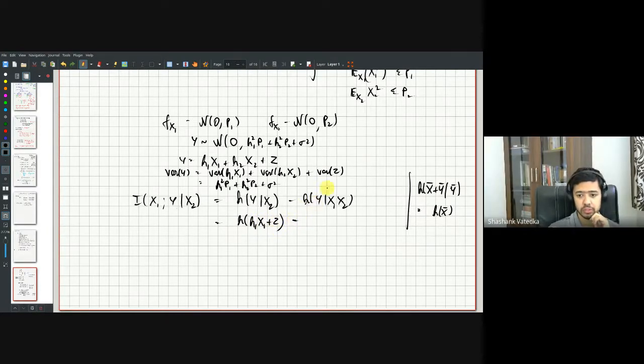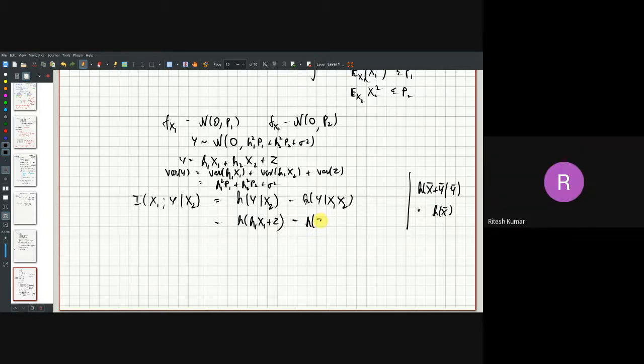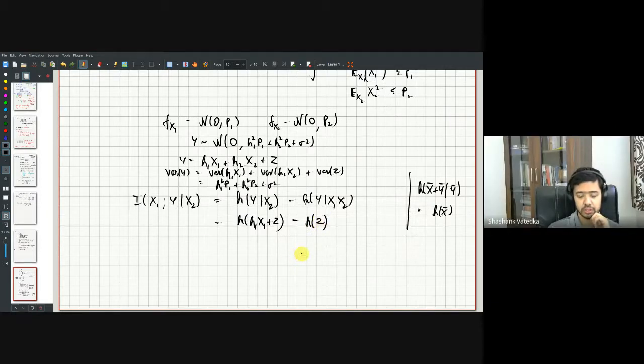So now what about h of y given x1 and x2? H of z. Correct. So it's just the differential entropy of z. Okay. So now, what is the differential entropy of h1 x1 plus z?